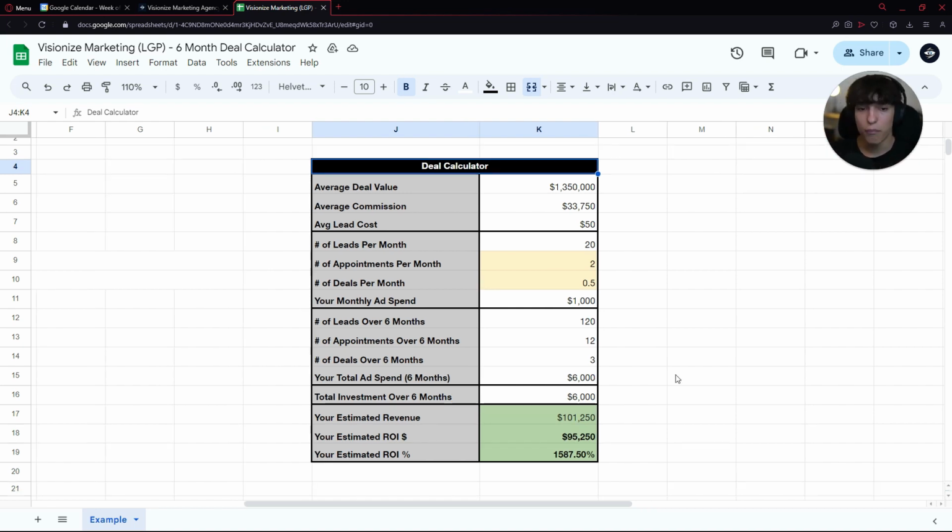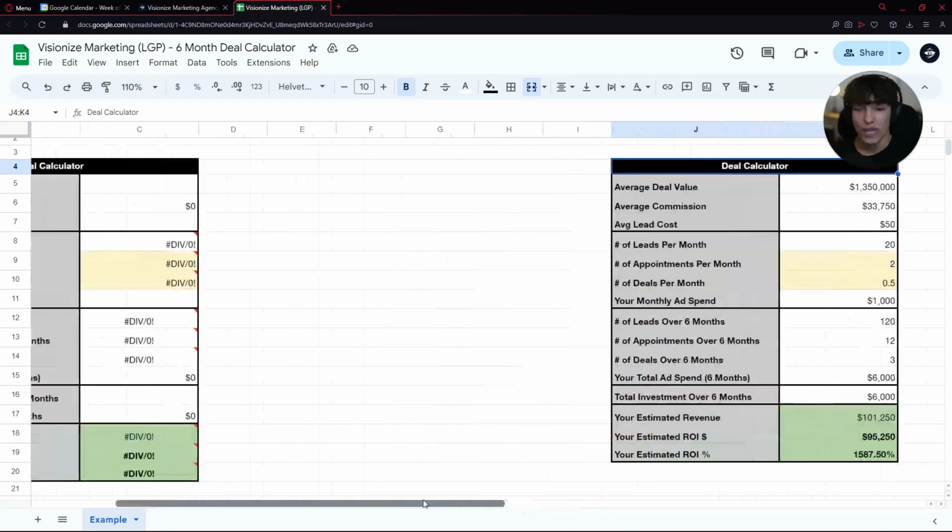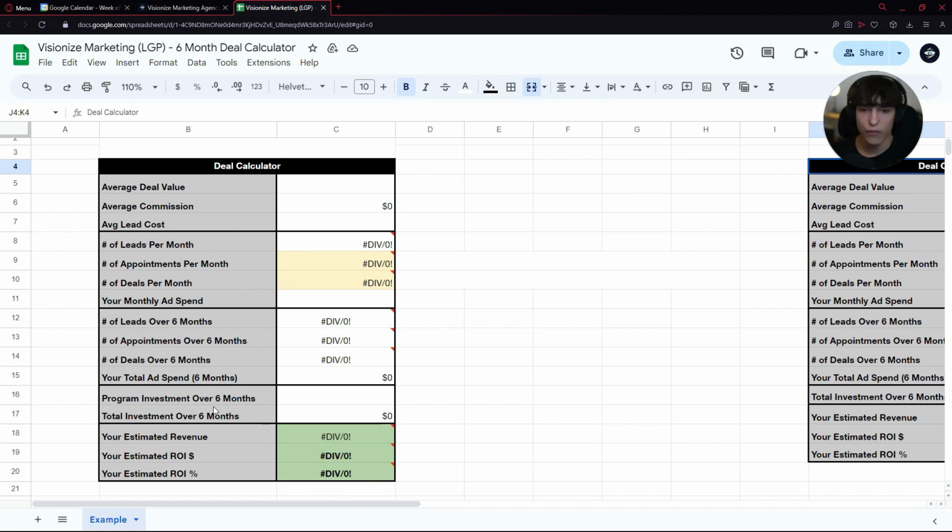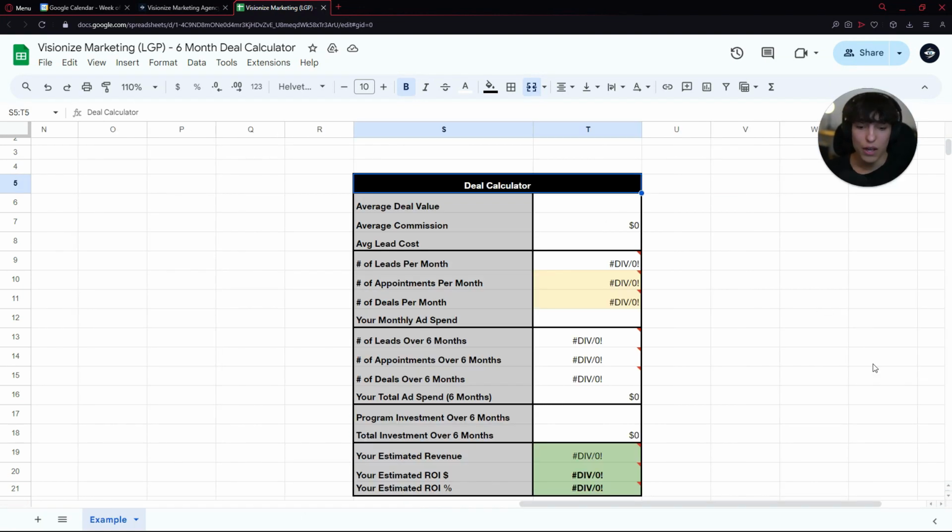Now, right now, there might be something going through your mind if you are currently paying someone to manage your lead gen, and that is, how can we take that into account on top of the ad spend? Well, right here, as you can see, there is another version of the deal calculator. Now, this one right here has a spot for the program investment over 6 months. So this is going to be if you're paying some sort of lead generation company, some agency, whether you're paying Zillow, whatever it is. This right here, you'll just put the total investment over 6 months.